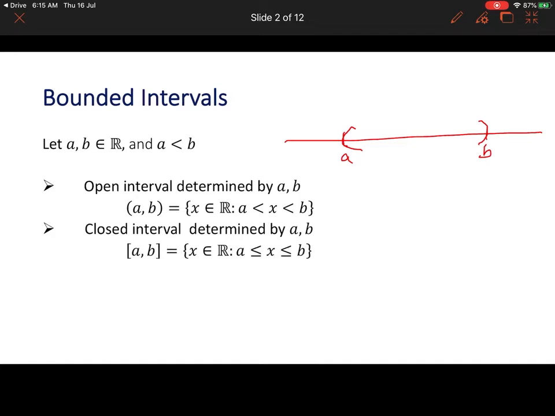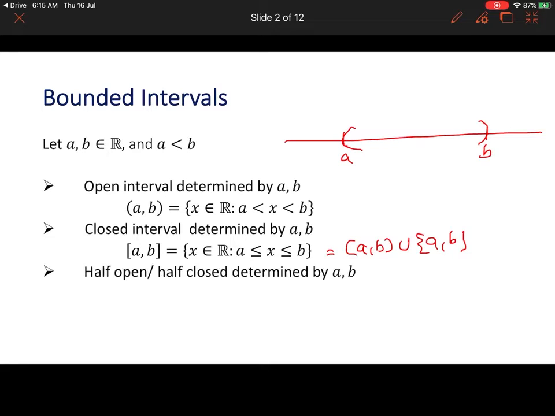Now the closed interval [a, b] determined by a and b is defined as the set of all x element of R such that a less than or equal to x less than or equal to b. Here we are including a and b in this set. So you can write the closed interval [a, b] as the open interval (a, b) union the set {a, b}. If you adjoin a and b with the open interval (a, b), you will get the closed interval [a, b].